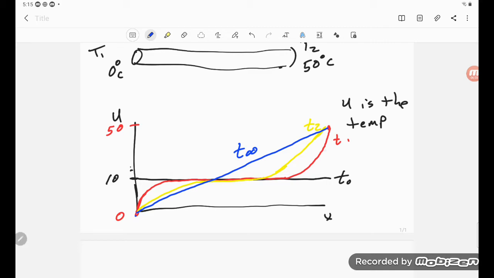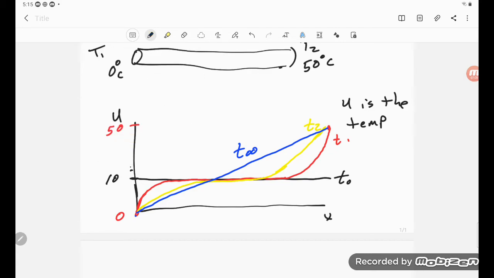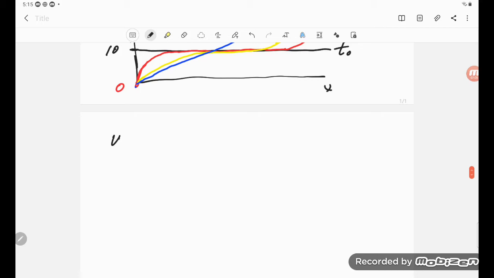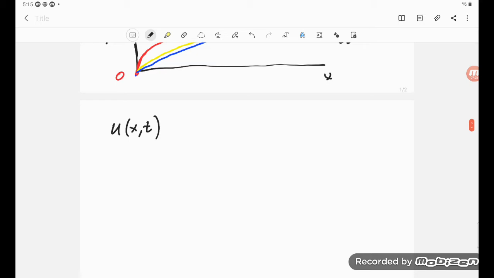So each of these is a U function, a temperature function, but at a different time. And that is why we say, oh, we've got U of X and T, okay, because it's going to be a different temperature at different locations at different times. And so we've got the function of both space and time. And now, they just give us the model at this point. They don't derive it or anything.